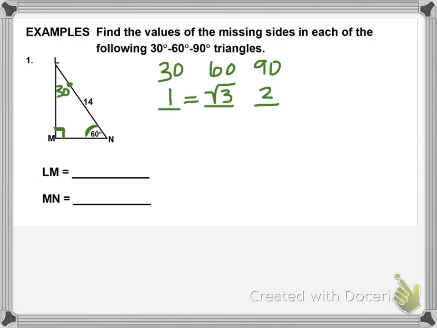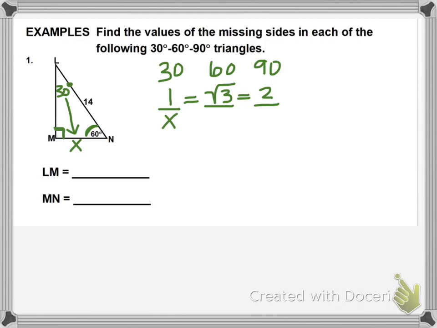Remember, these are the numerators of the fractions we're setting up. We're going to fill in the denominators with the sides across from the 30, 60, and 90-degree angles. So the side across from the 30-degree angle, I don't know. I'm going to call it X. That's going to go here.